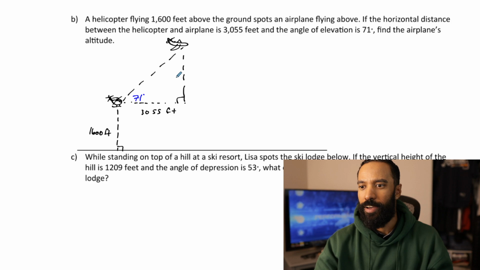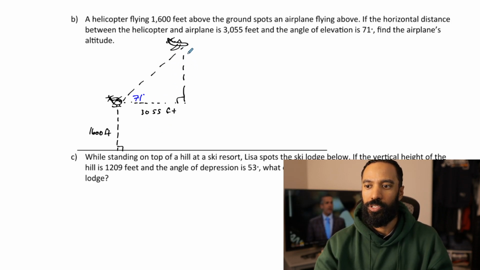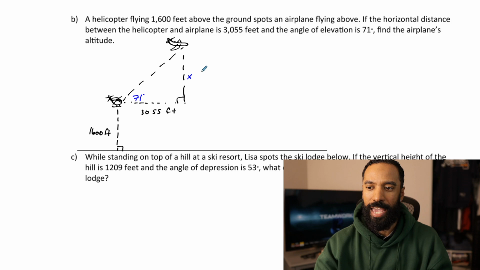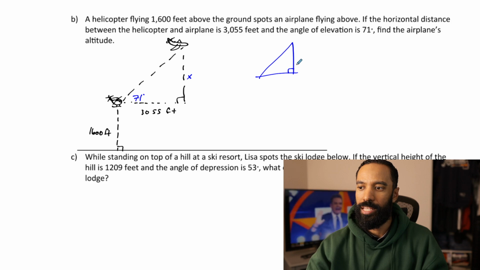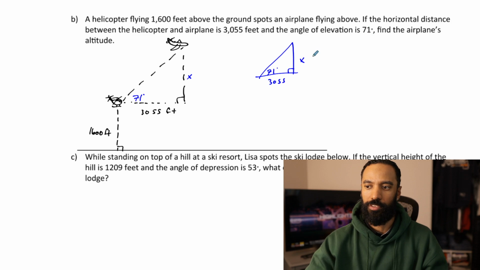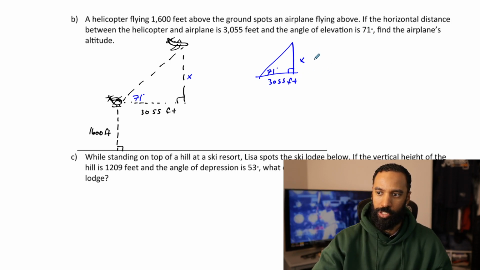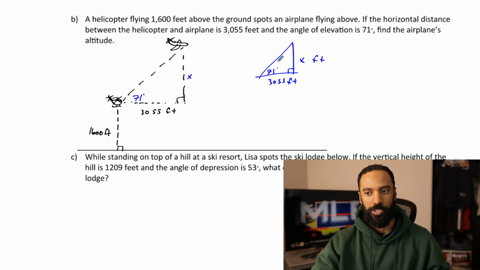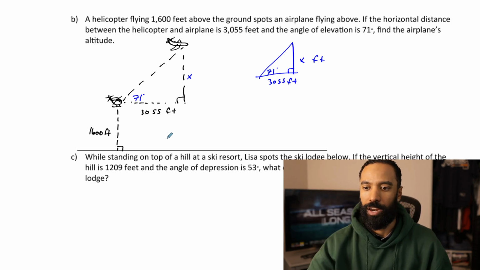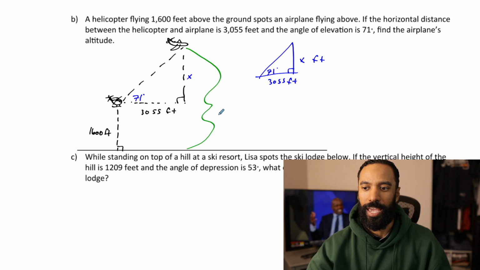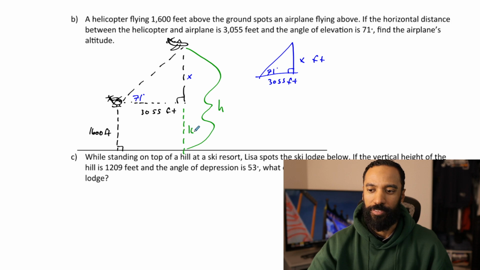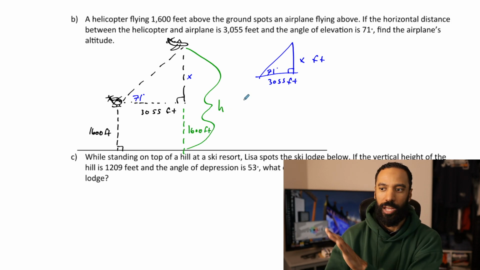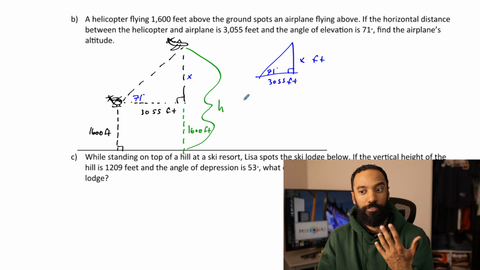What did they ask? They said find the airplane's altitude. So here's the thing. Let's first find out what this is right here. I'll call that x, because inside this right triangle we know this information, and that's feet, and this is feet. So we'll solve for x first. What do we do after solving for x? Well, then we've got to find h, the height, the overall altitude. Maybe a for altitude. But you have to add 1,600 to your final answer. Don't worry about the 1,600 right now. We'll get there. Add 1,600 to your final answer.